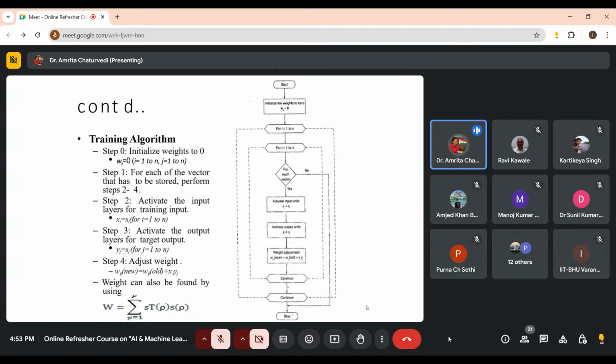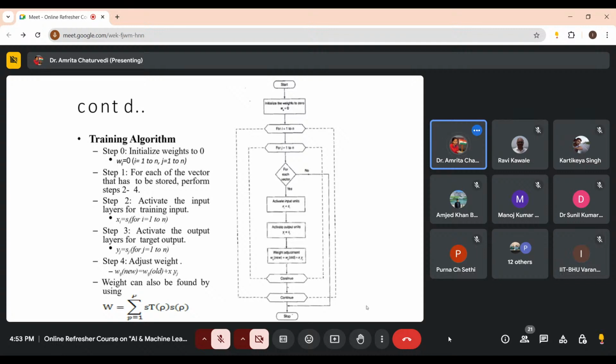Let us see the training algorithm of the auto-associative memory. So you initialize the weights to 0, so Wij is equal to 0, i is equal to 1 to n, and j is equal to 1 to n. Then in step 1, for each of the vectors that has to be stored, you perform steps 2 to 4, and then you activate the input layer for training input, that is xi is equal to si, and you activate the output layer also with the target output, that is yj is equal to sj.